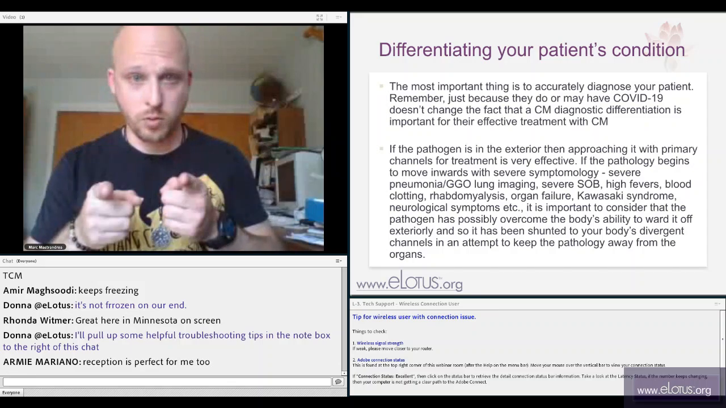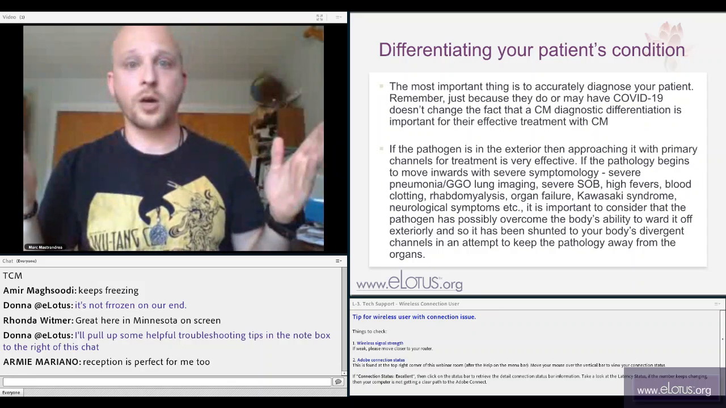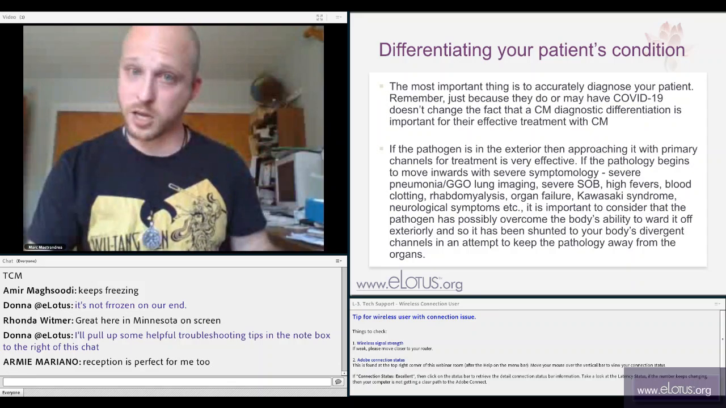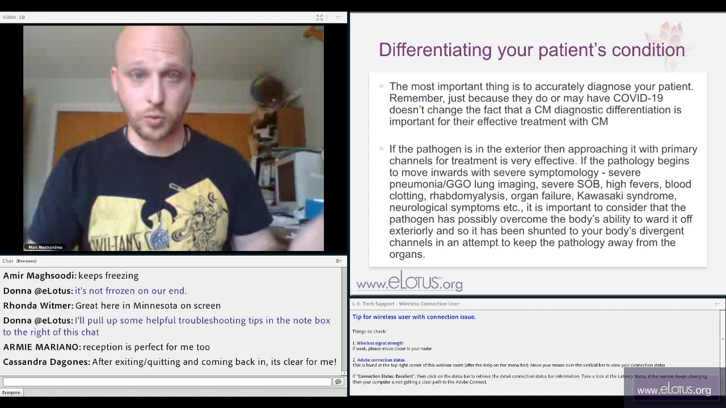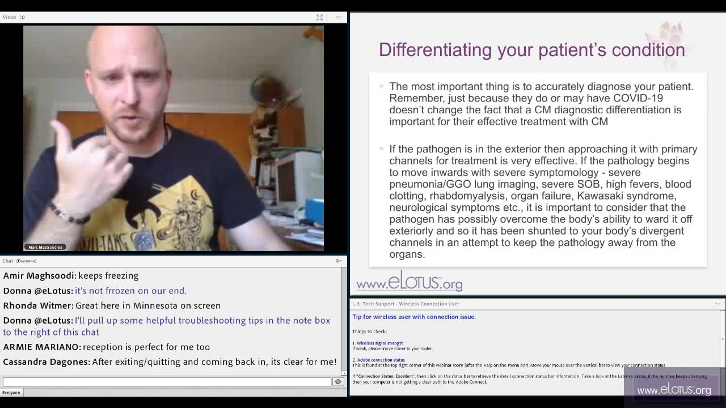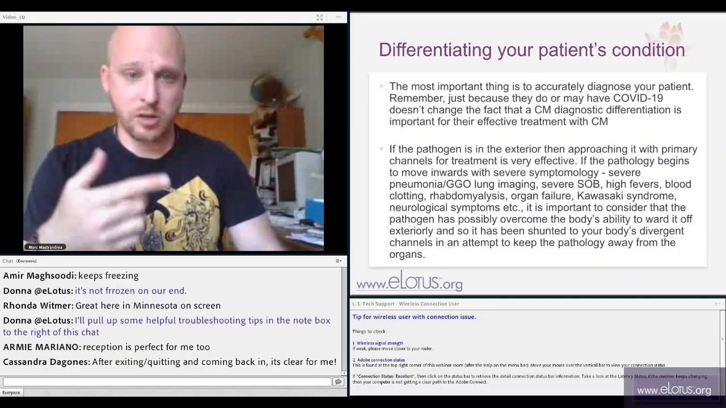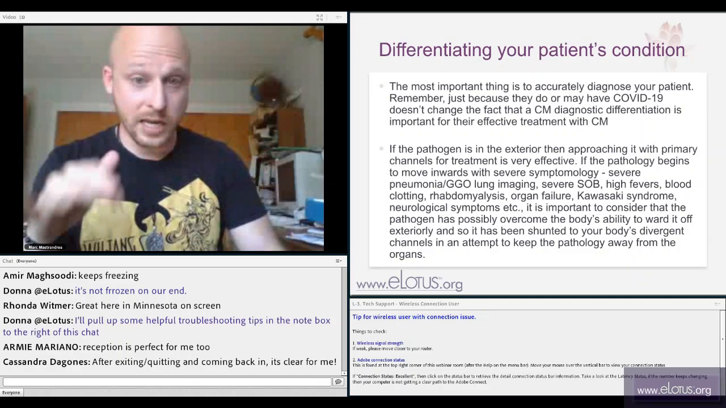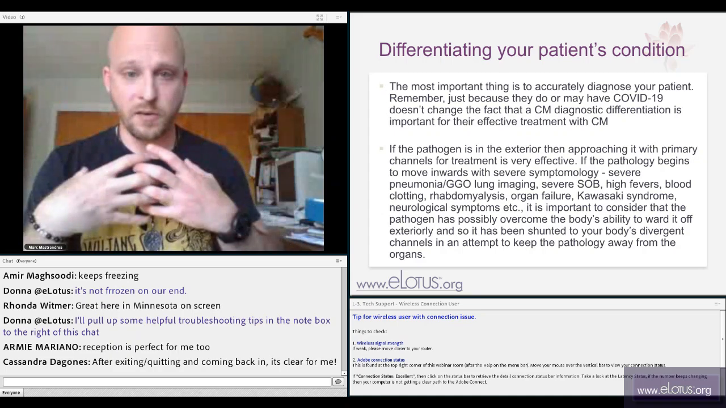The good news is you have the ability to treat it. You're a Chinese medical physician. If you're a Chinese medical physician, you have the tools at hand to treat this. So it doesn't matter if you have severe pneumonia, GGO lung glass, so that's ground glass opacity lung imaging, where it fills up with phlegm.